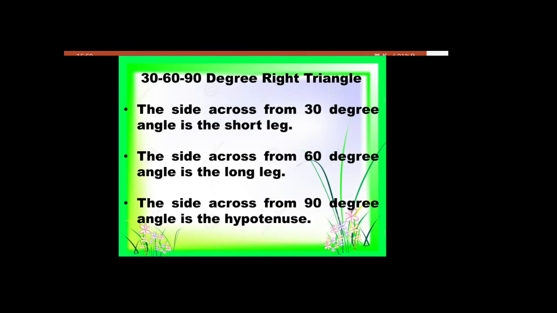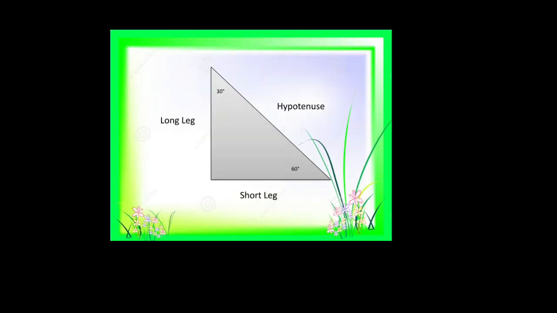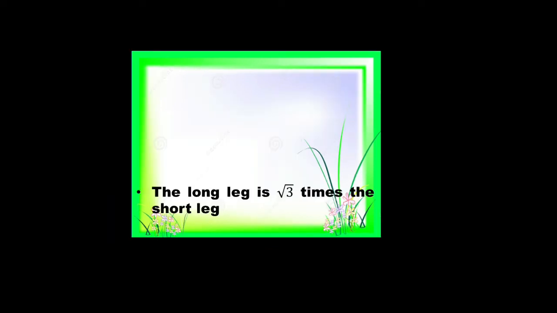Do you have any questions? If there is none, let us have the recap of our lesson. The side across from the 30-degree angle is the short leg. The side across from the 60-degree angle is the long leg. The side across from the 90-degree angle is the hypotenuse. So, opposite 30 degrees is the short leg, opposite 60 degrees is the long leg, and the remaining side is the hypotenuse.